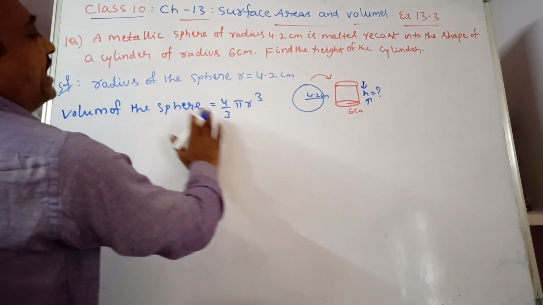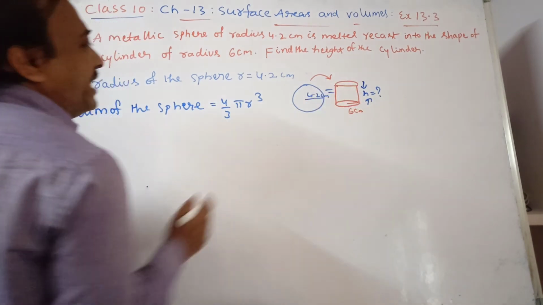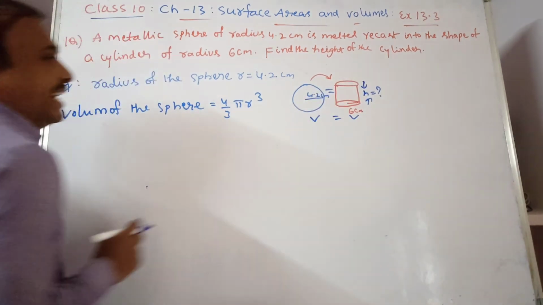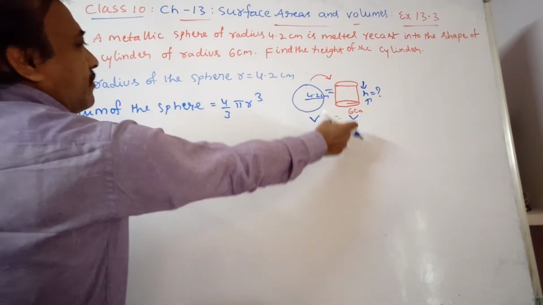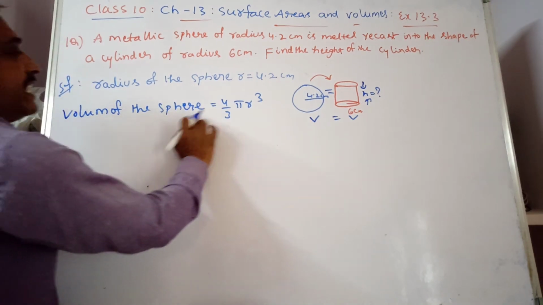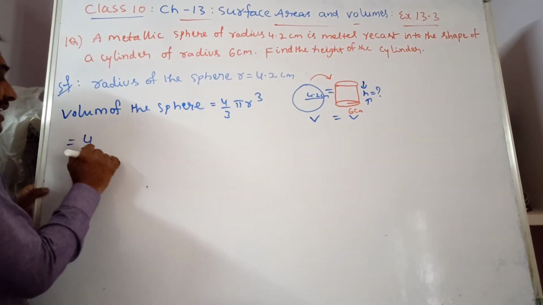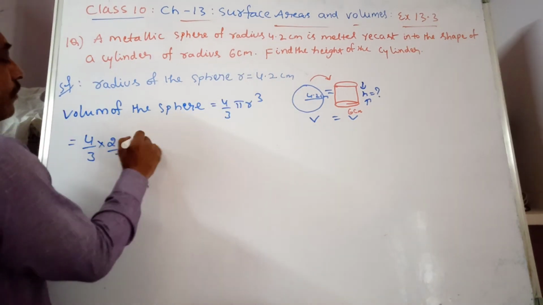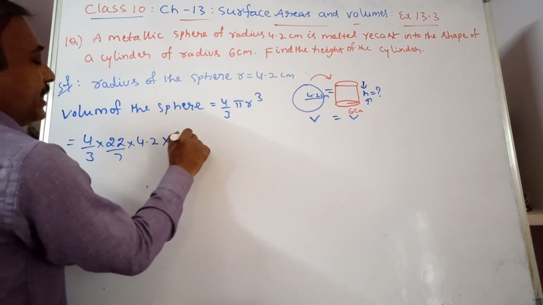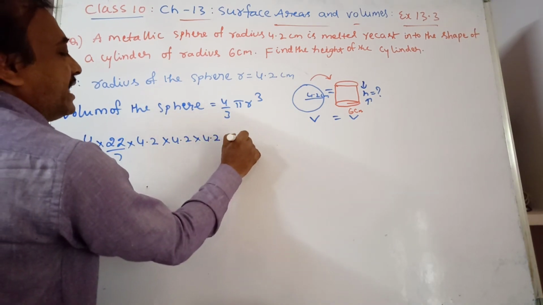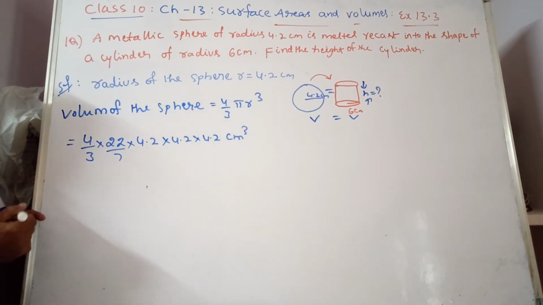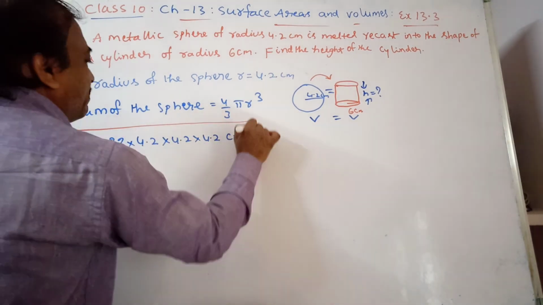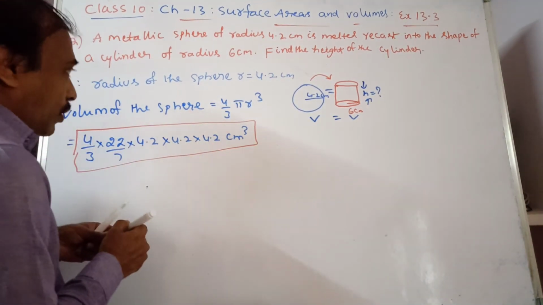So the volume of the sphere is equal to the volume of the cylinder. Are you following? The volume of the sphere is equal to the volume of the cylinder. The volume of the sphere is 4 by 3 pi r cube, which equals 4 by 3 into 22 by 7 into 4.2 into 4.2 into 4.2 centimeter cube. Let it be. Do not simplify this value as we are equating, so that sometimes the terms may get cancelled. This is the volume of the sphere.